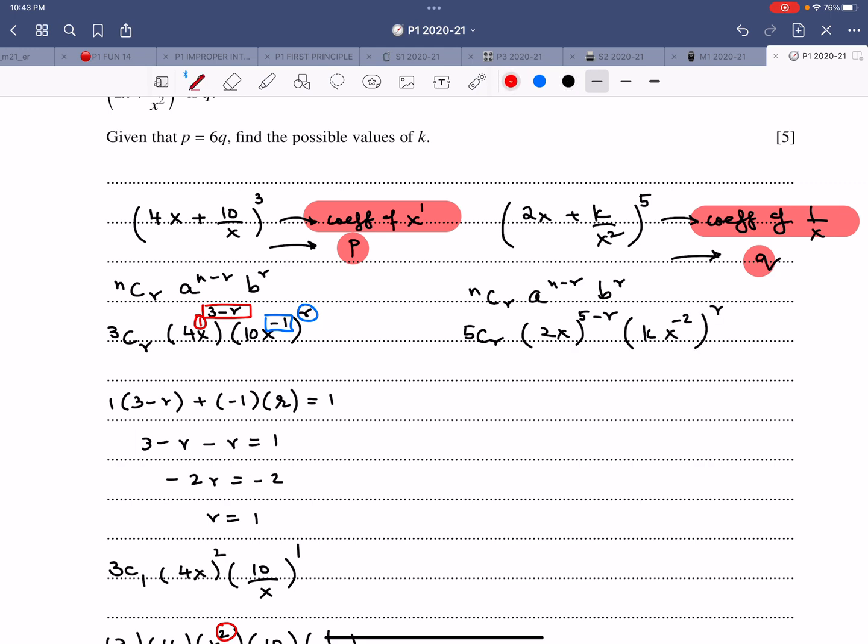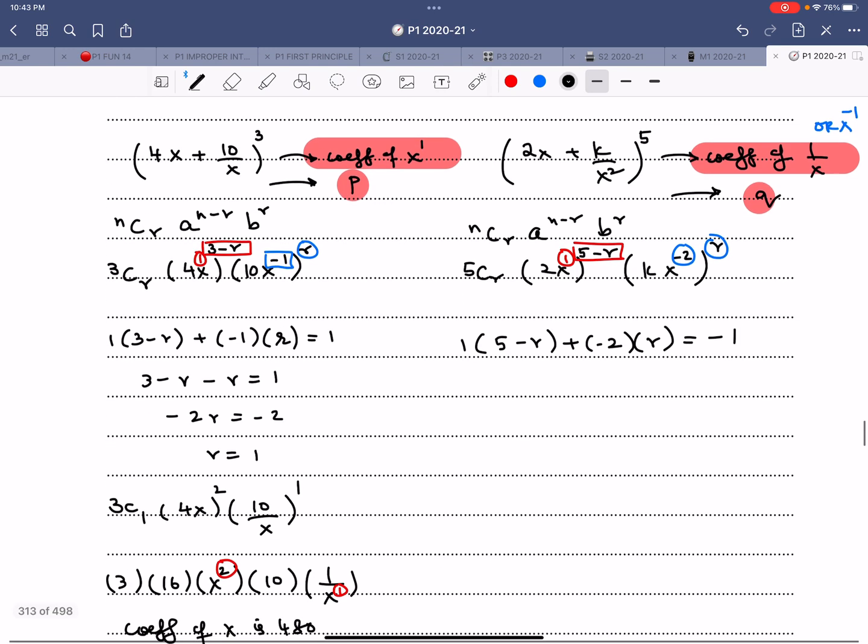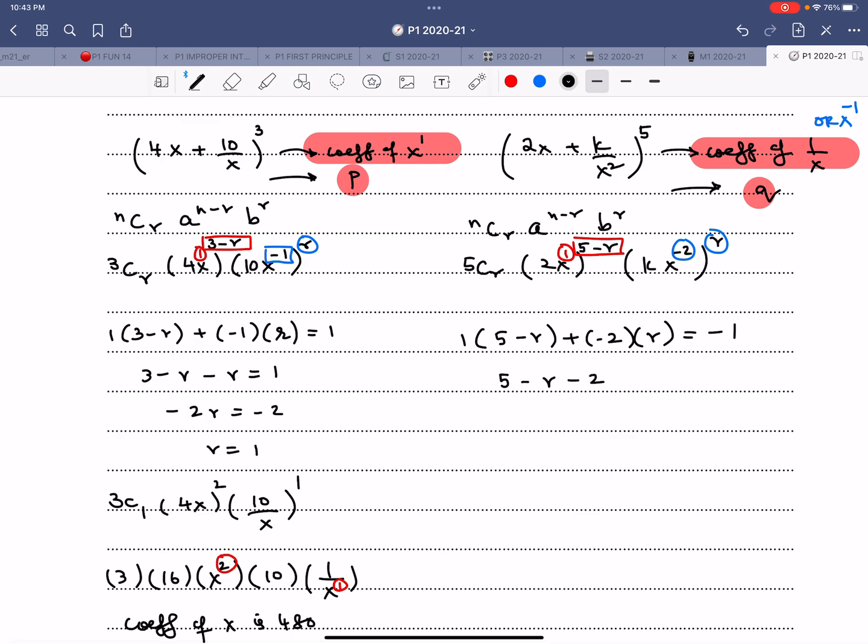Again, gather the powers of x, equate it to the power of the required term. What is the power of the required term? That is x raised to the power of minus 1. So 1 into 5 minus r, minus 2 into r equals negative 1. 5 minus r minus 2r is negative 1. Minus 3r is negative 6. Therefore, r comes out to be positive 2.